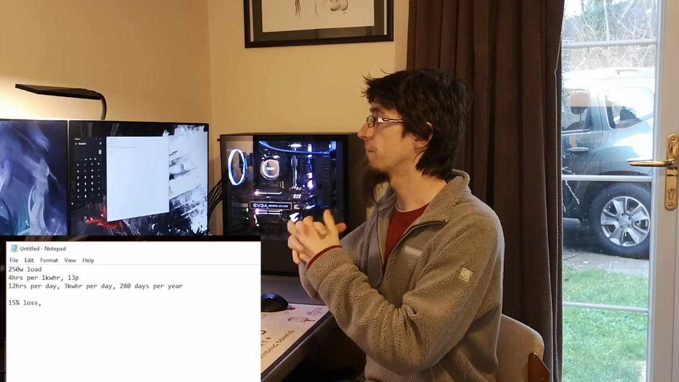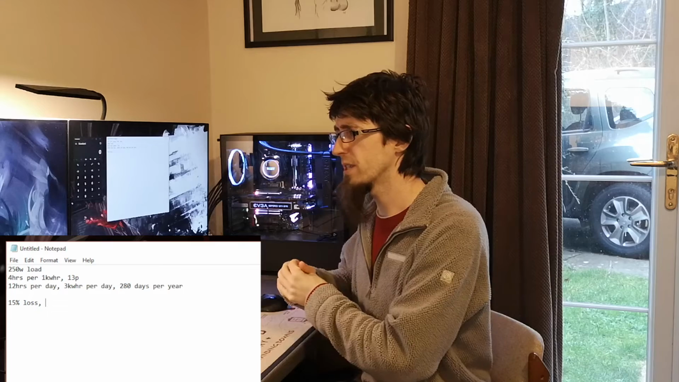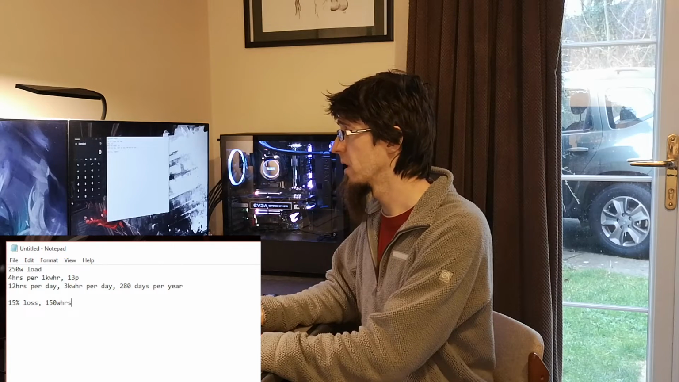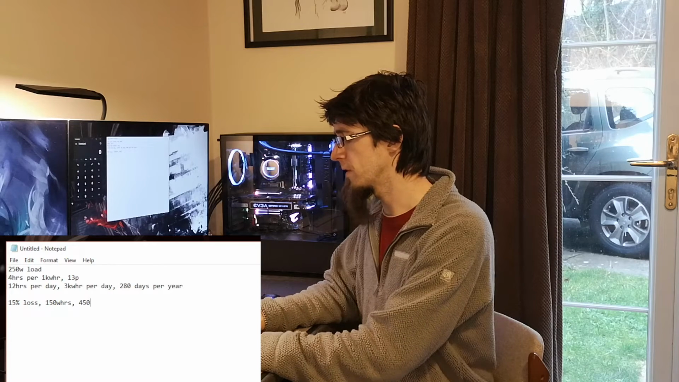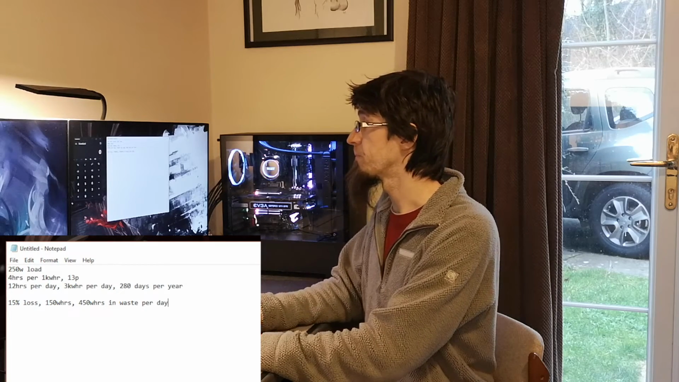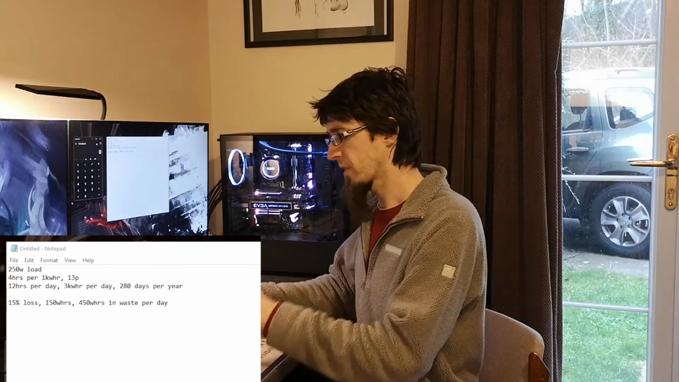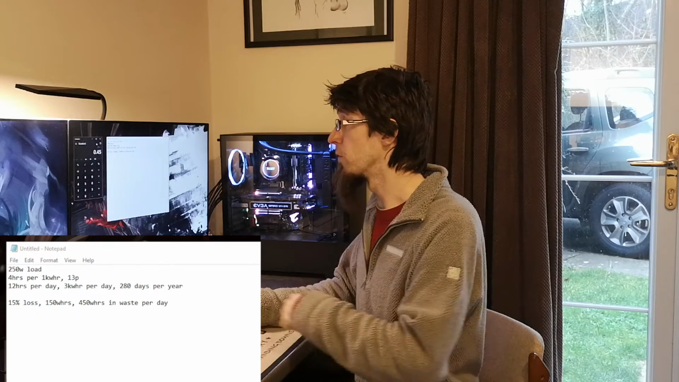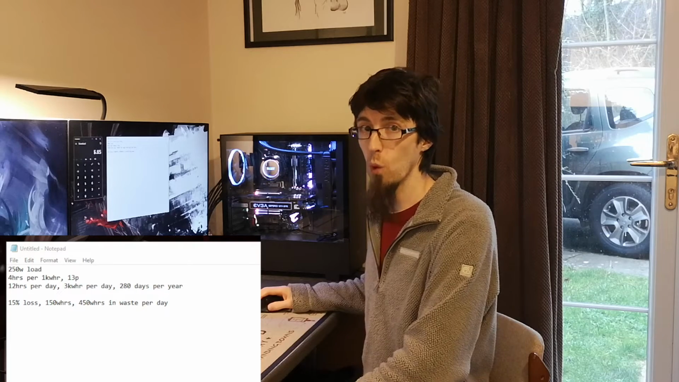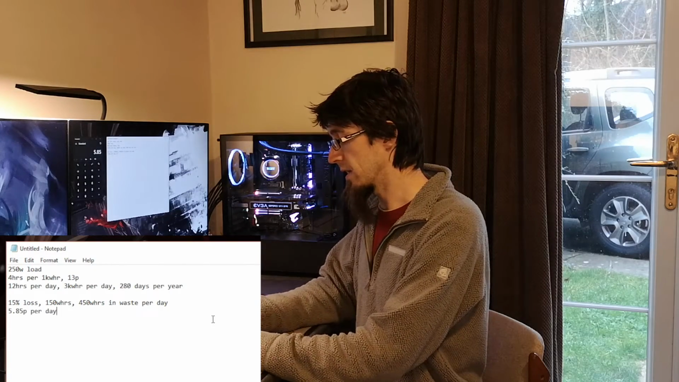Now, if we're using 3 kilowatt hours per day, a 15% loss is going to lose us 150 watt hours per kilowatt hour. We're using three of those a day, which means we're burning 450 watt hours per day in waste. So let's calculate how much that is in pence. If we go 13 pence times 0.45 kilowatt hours, that is 5.85 pence per day in waste. 5.85p per day in waste.